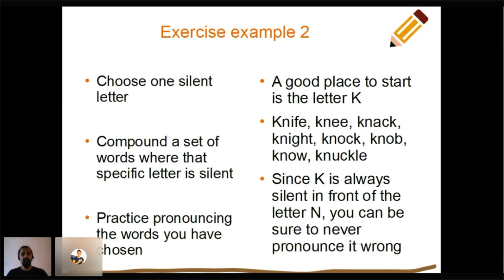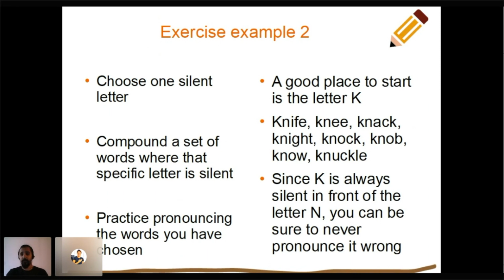A good place to start is the letter K, because K is one of the most common silent letters in English. All of these words, knife, knee, knack, night, knob, no, knuckle, and tons of others, are always silent. And K is always silent in front of the letter N. So you can practice pronouncing words correctly by choosing one silent letter, and a good place to start is K.